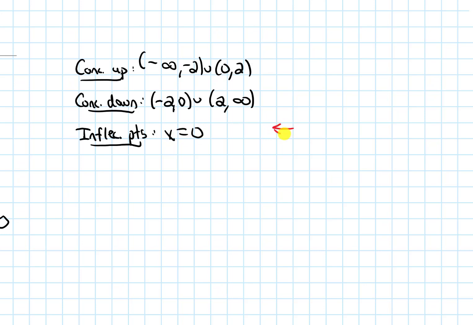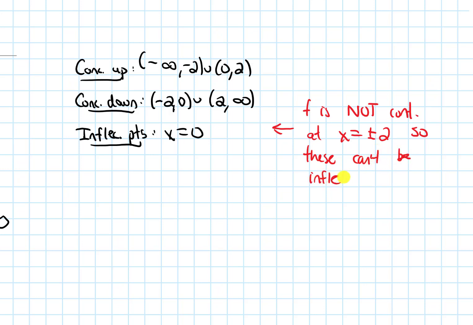And I'll write that reason down again. So f is not continuous at x equals plus or minus 2. So these can't be inflection points. That's very important. This is a common error that folks make with these problems, just thinking, oh, anywhere the concavity changes, that's an inflection point. But we got to be careful. It's also got to be a place where the original function is continuous.